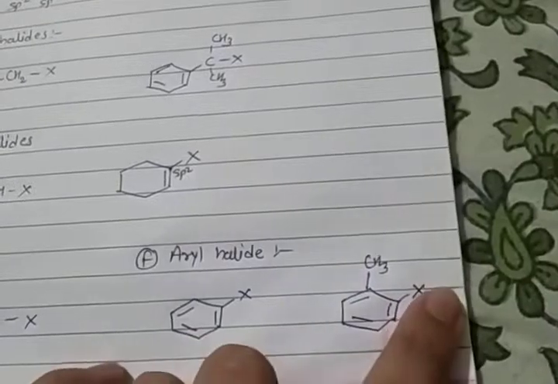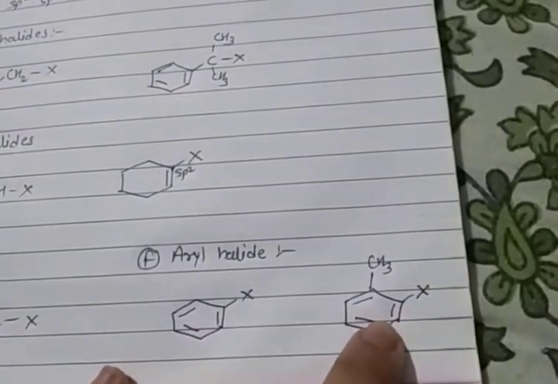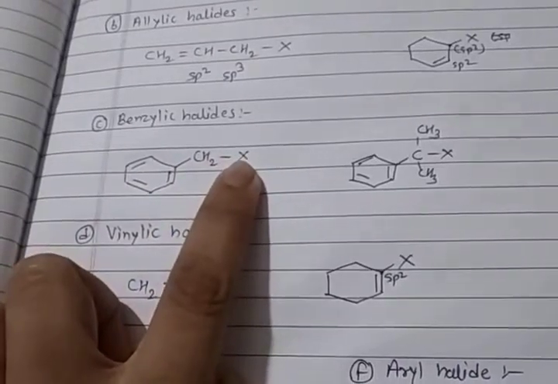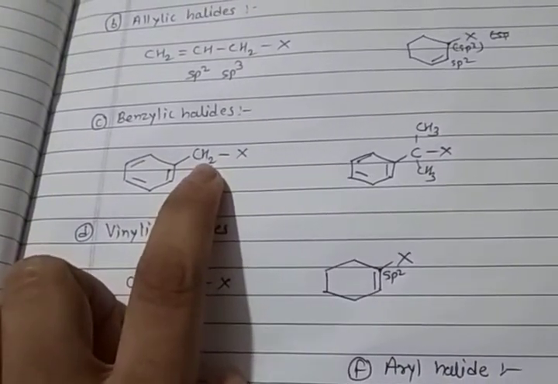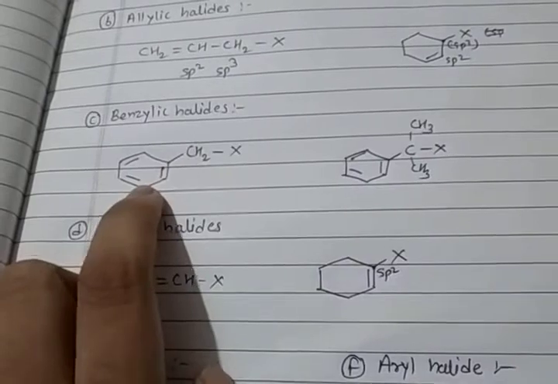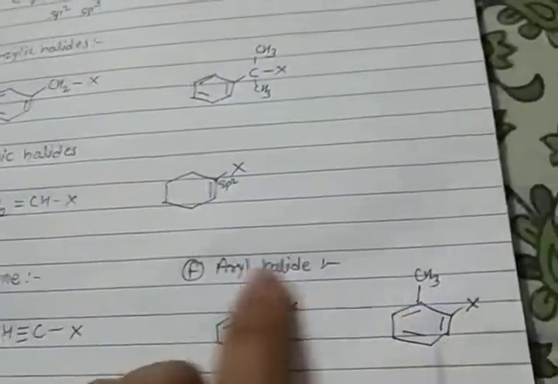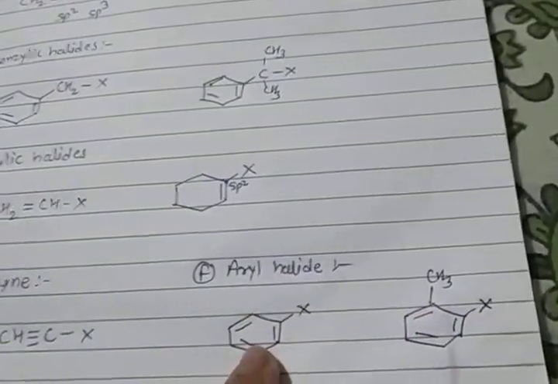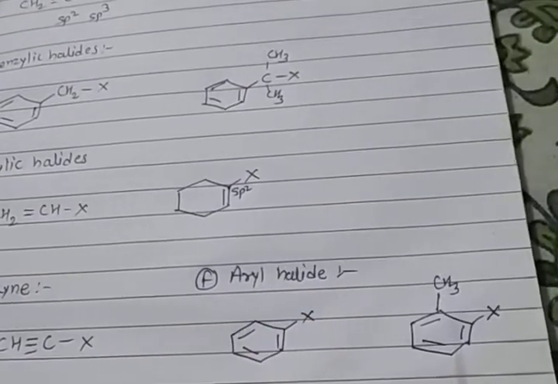Okay, in this also example, halogen is directly attached to benzene. So this is aryl halide. Here halogen is attached to CH2, or any carbon, and then benzene, so benzylic halide. And here when halogen is directly attached to benzene, so aryl halide.